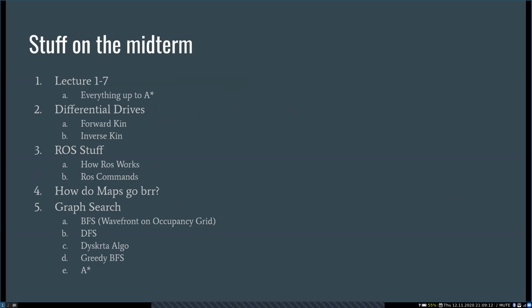Cool. It's everything up to A star. You're going to be covering differential drives, forward and inverse kinematics on that, some ROS stuff, how ROS works, some basic ROS commands. You might have some map stuff on there. I'm not sure. I'm just going to really quickly cover occupancy grids so you guys have an idea. And then graph search, where you're going to have BFS, which is wavefront on an occupancy grid, DFS, Dijkstra's algorithm, greedy breadth first search, and A star. Those are the things you need to know and know how to do them.